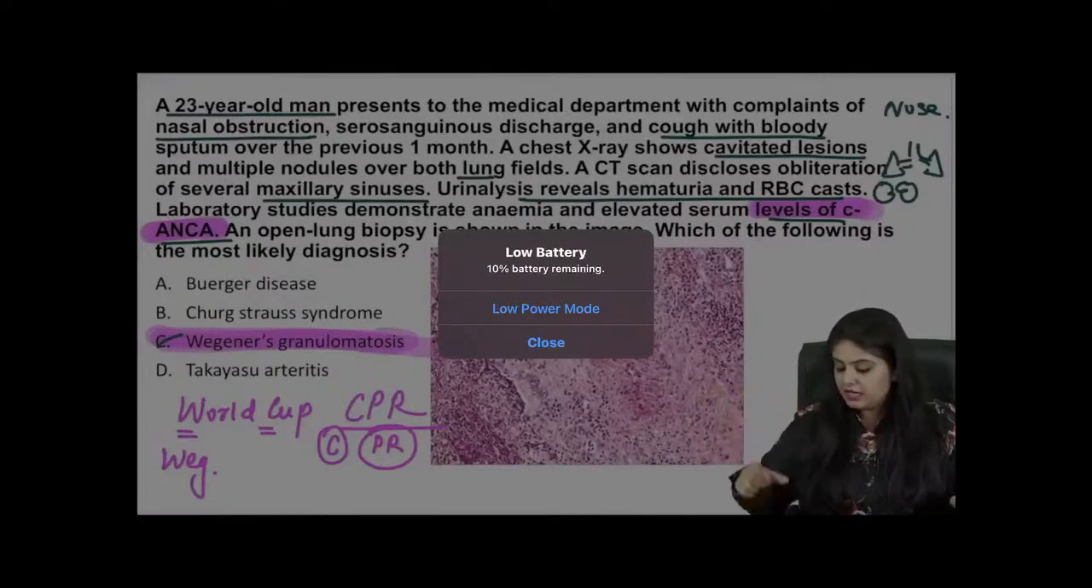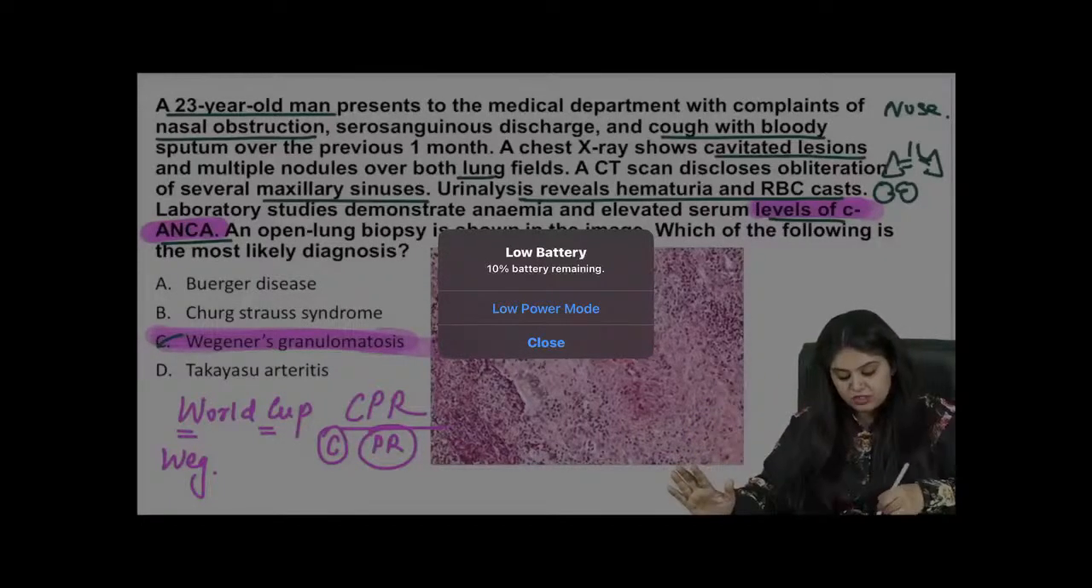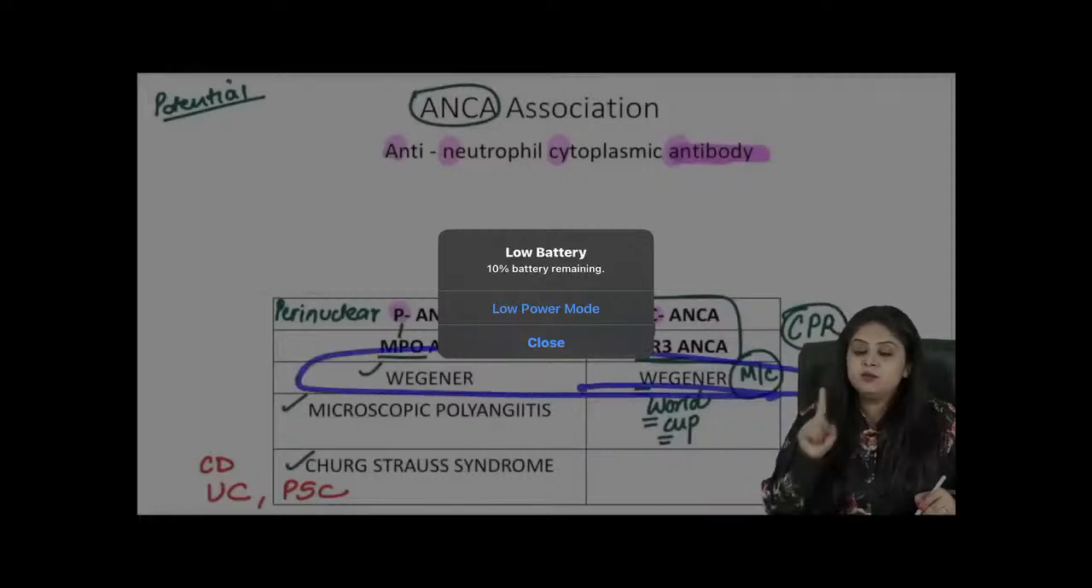It is vaginous. What is visible in the ENT, ma'am? I can see nasal obstruction, so some amount of nose involvement is also happening. And if nothing else is understood, then C ANCA. There is only one disease with C ANCA, and that is CPR.